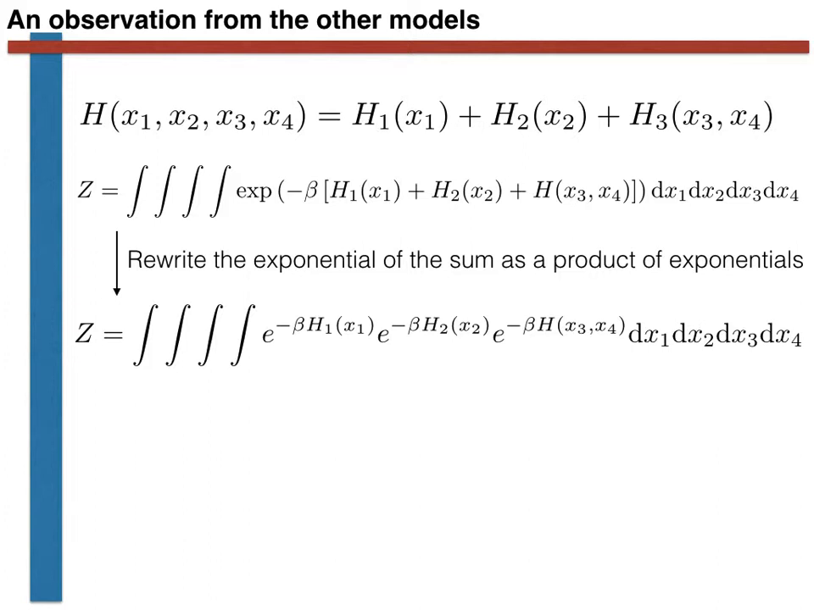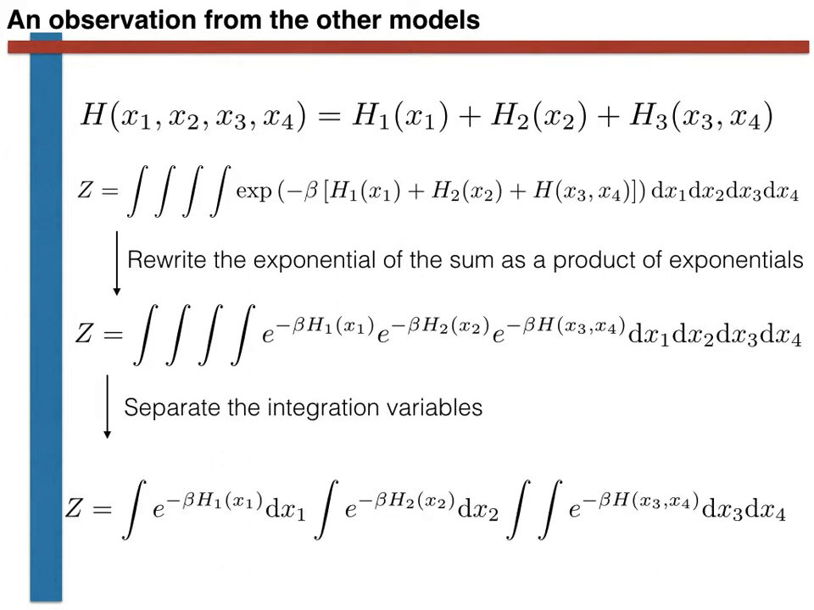We have then seen how we can separate the integrals or summations, as each of the exponentials in this product depends on only one or two of our integration variables. The consequence of all this has been that if we have a Hamiltonian that consists of a sum of terms, such as the one at the top of this slide, then the partition function corresponding to that Hamiltonian will be a product of individual partition functions.